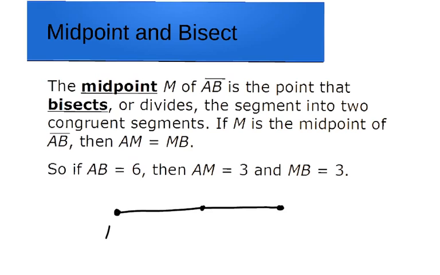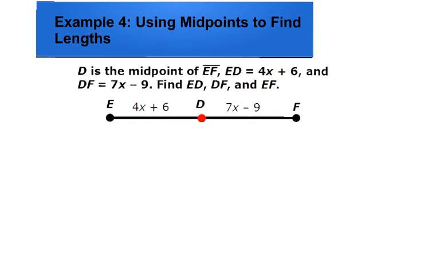Here we have a segment AB that is equal to 6. And if our midpoint M is indeed our midpoint, it divides that 6 in half. So AM is 3 and MB is also 3. And we're going to apply this right here in our next slide, our next example.